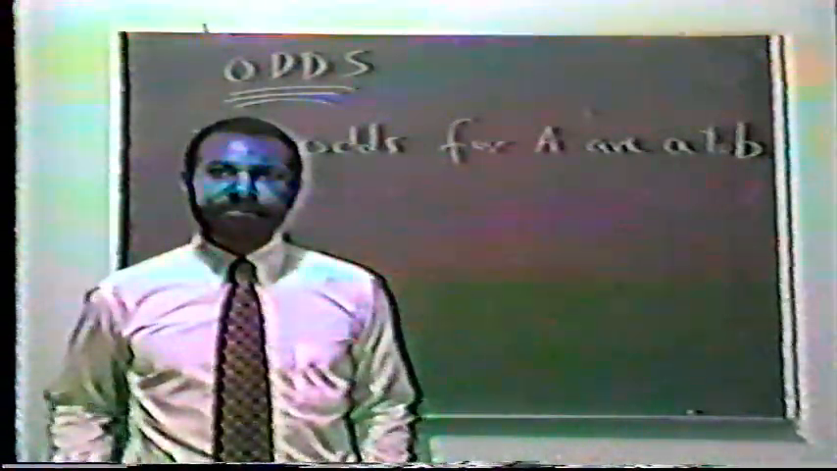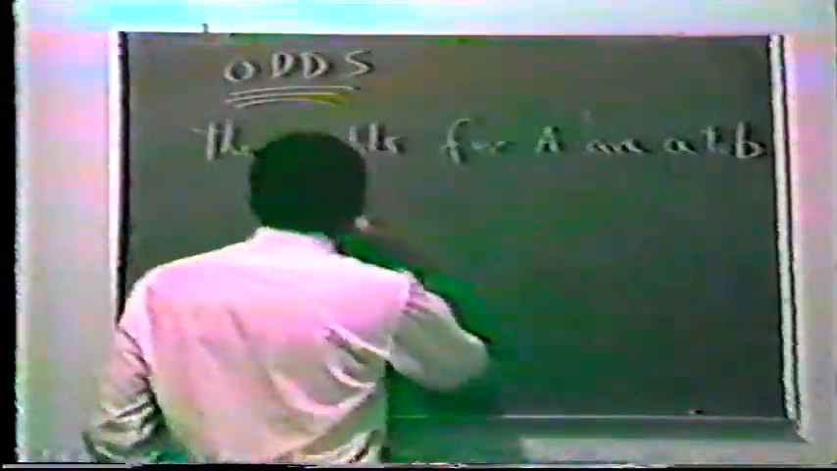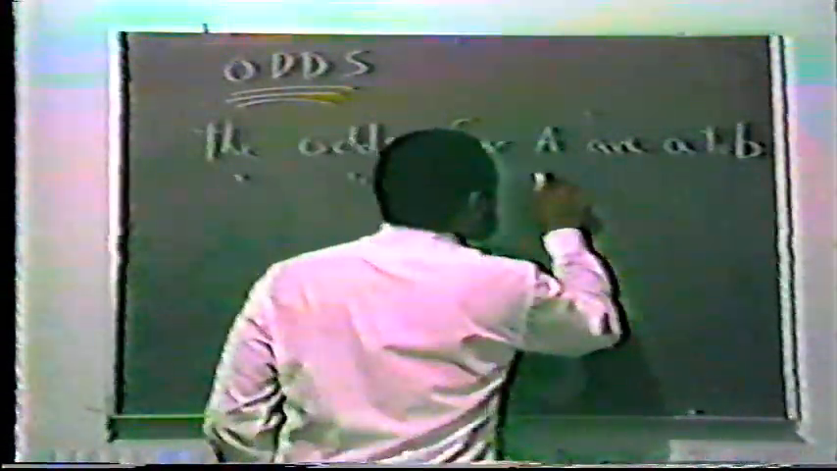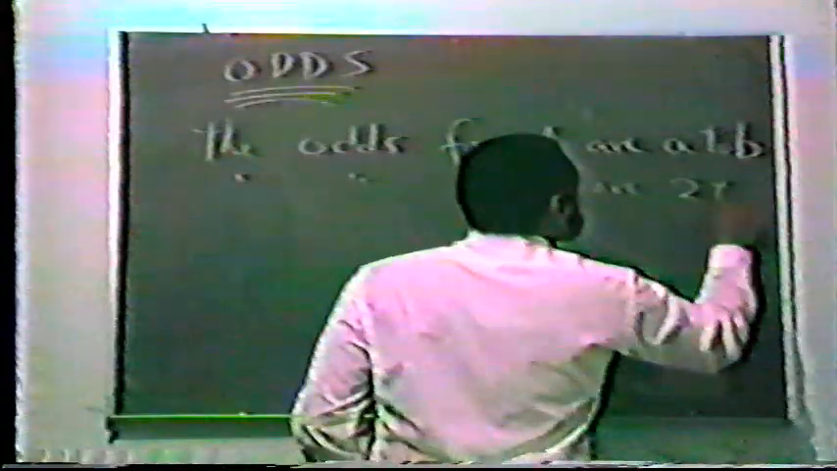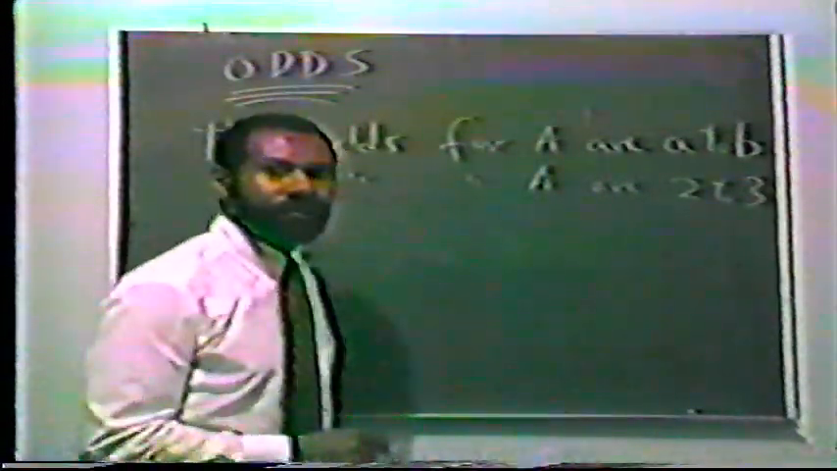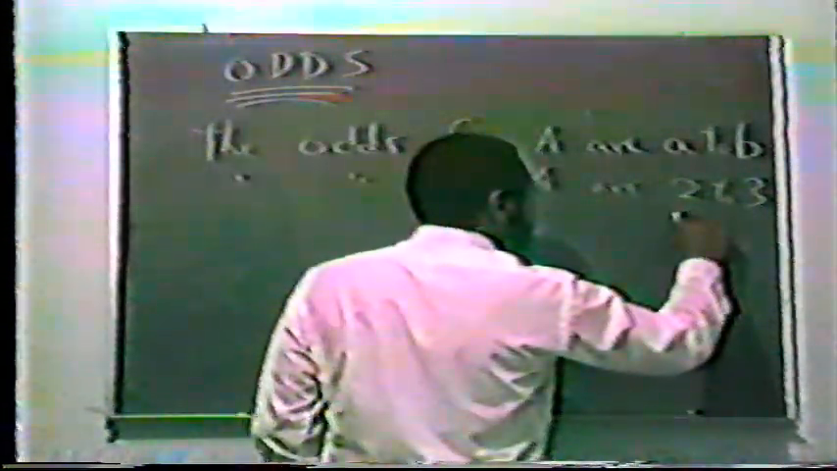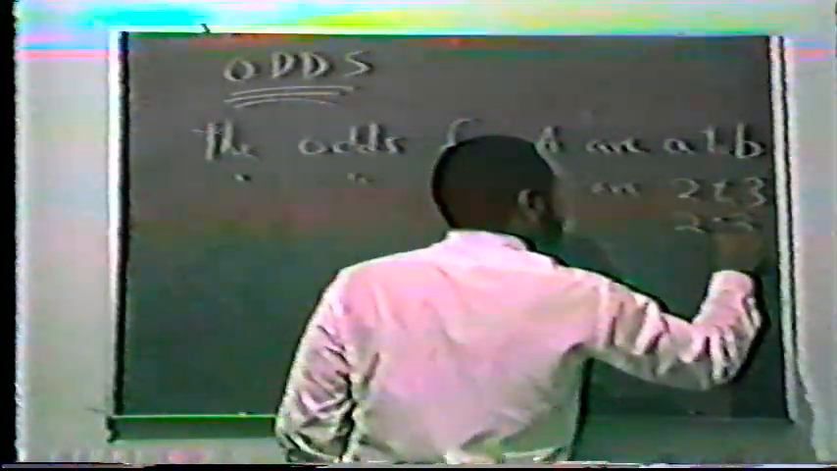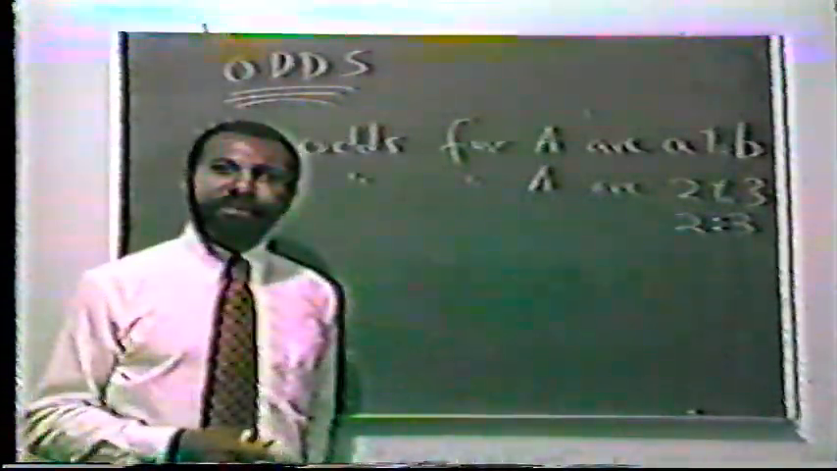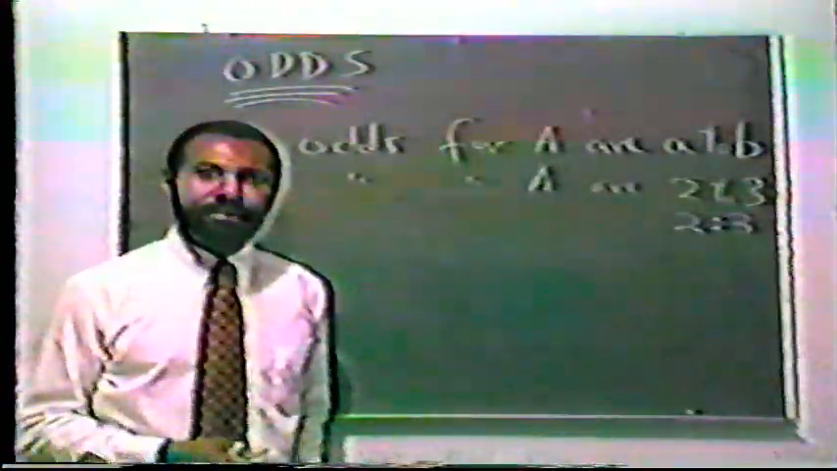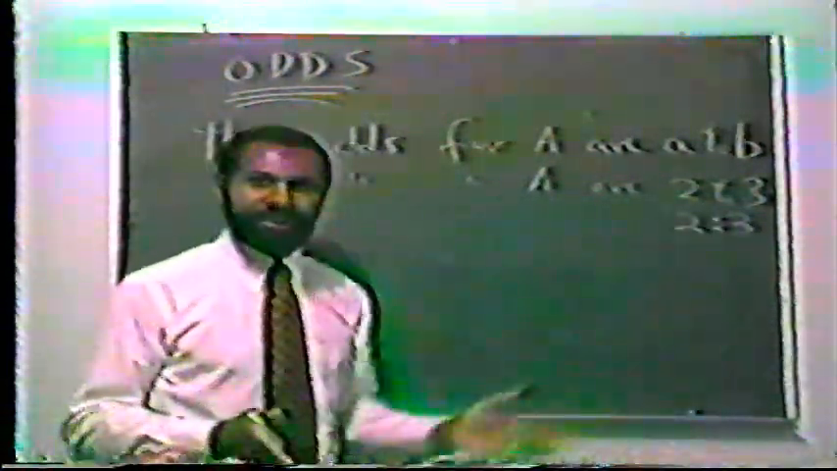This means that, for example, if the odds for A are 2 to 3, we can express this as 2 colon 3. That's the same thing as saying 2 to 3. So that's another way of expressing odds. You can express odds using the word "to" or using the colon. Both ways mean the same thing.